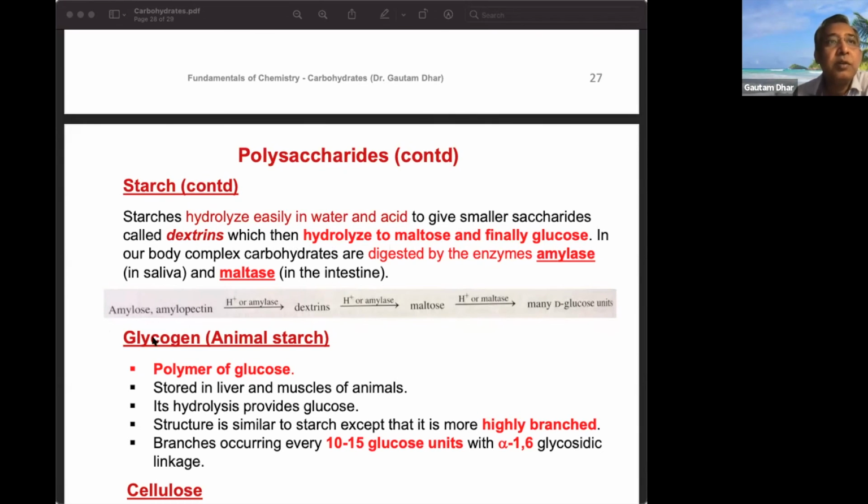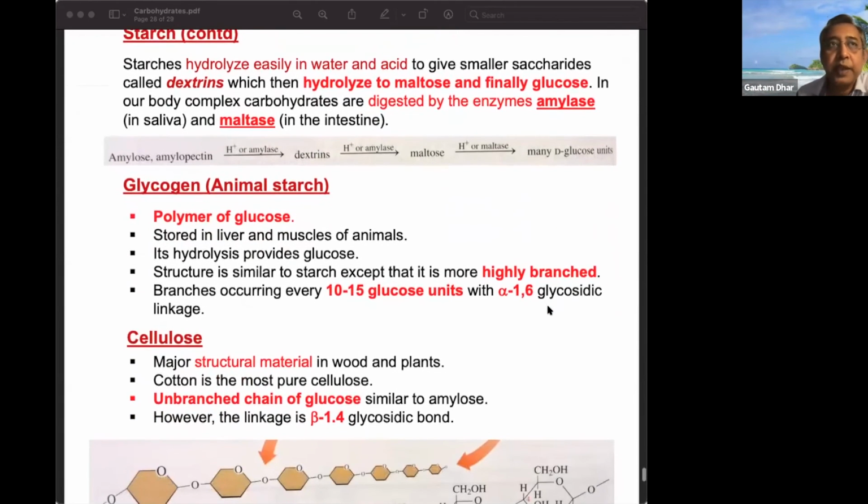Okay. So the first chop gives you, with the amylase, dextrins, small fragments. Dextrins, you know, they get further hydrolyzed to give the maltose, which is the disaccharide, and the disaccharide gets hydrolyzed to give you the glucose.